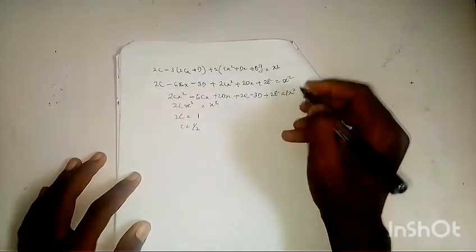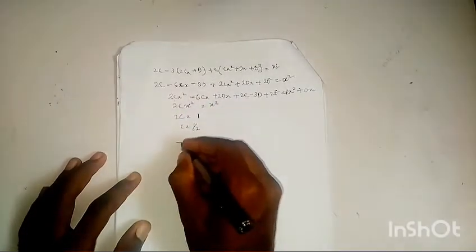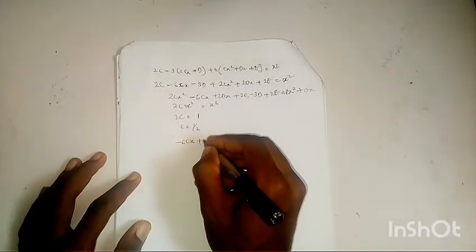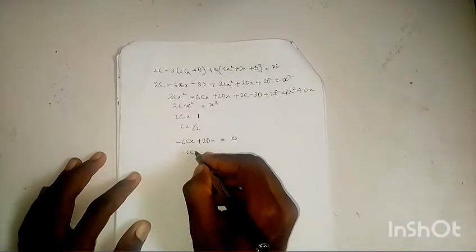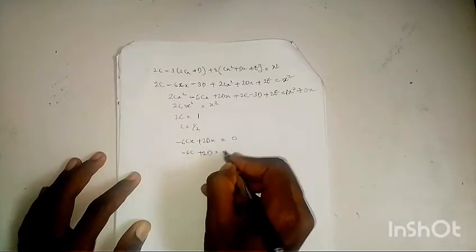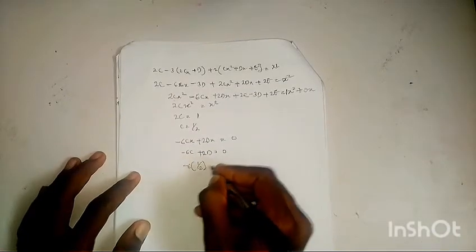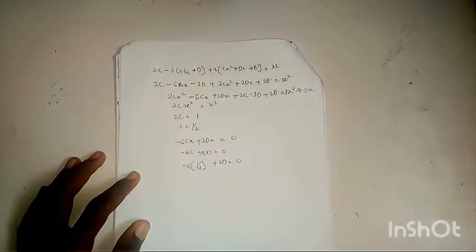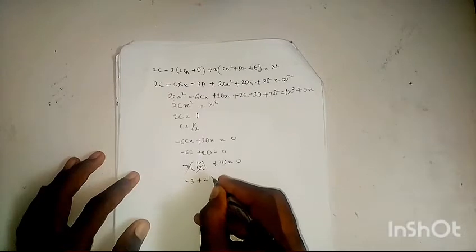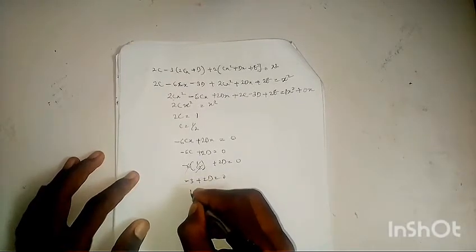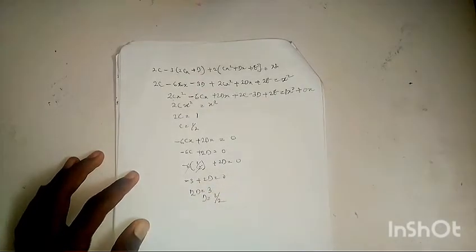Comparing the coefficients for x, since there is no x term on the right, we call it 0, right? So we have minus 6cx plus 2dx equals 0, then minus 6c plus 2d is equal to 0. Since c is 1 over 2, minus 6 bracket 1 over 2 plus 2d equals 0, which gives me minus 3 plus 2d is equal to 0, which gives me 2d is equal to 3 and d is equal to 3 over 2.